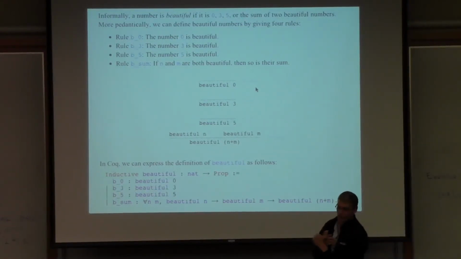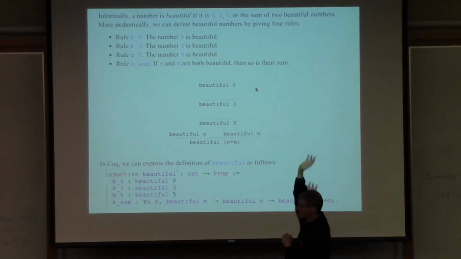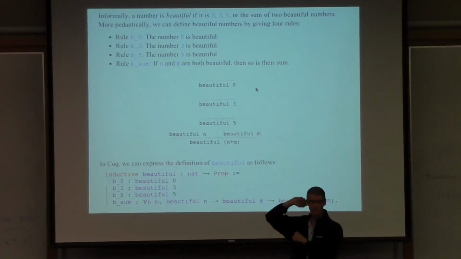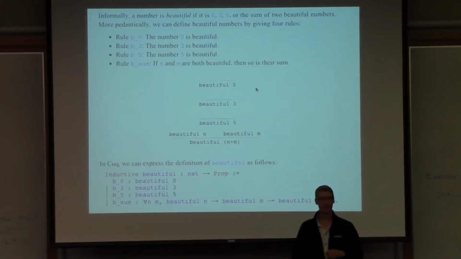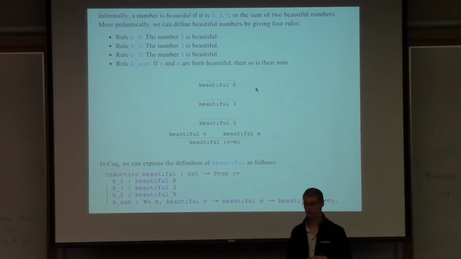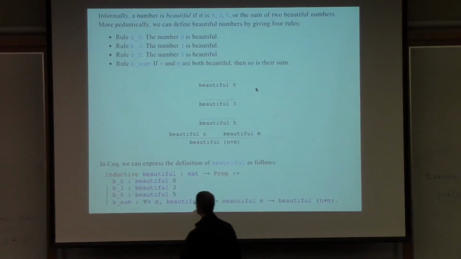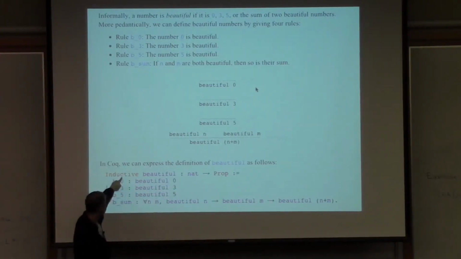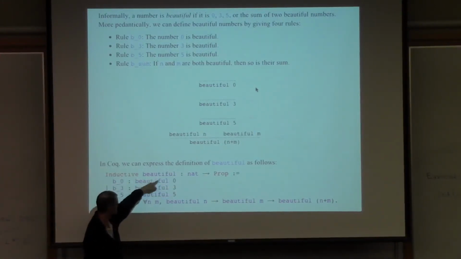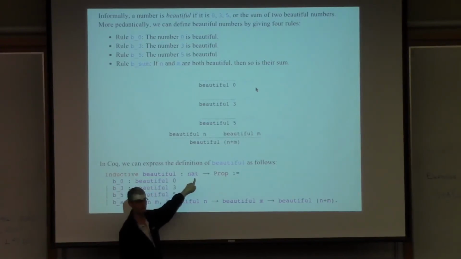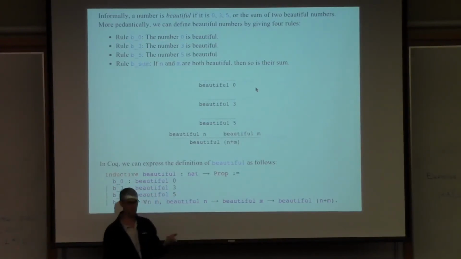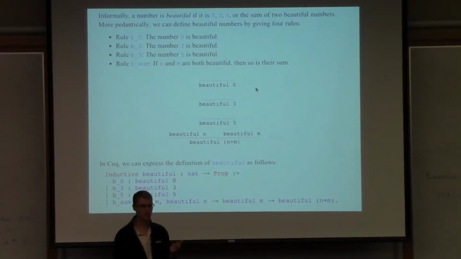So that can be written out in various ways. It can be written out kind of in English. It can be written out in inference rule format. And at the bottom of the screen, we have Coq's way of saying it. So this is an inductive definition of a thing called beautiful. This thing is a proposition, not quite a proposition. It's a proposition indexed by natural numbers. So it's a family of propositions, one for each number.